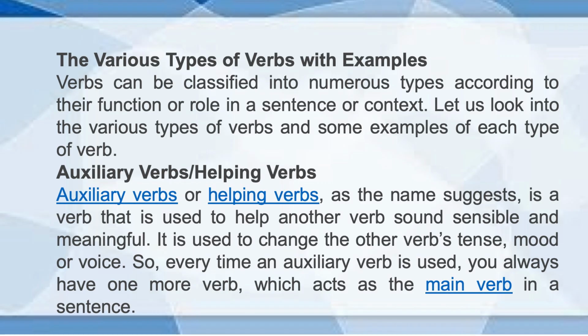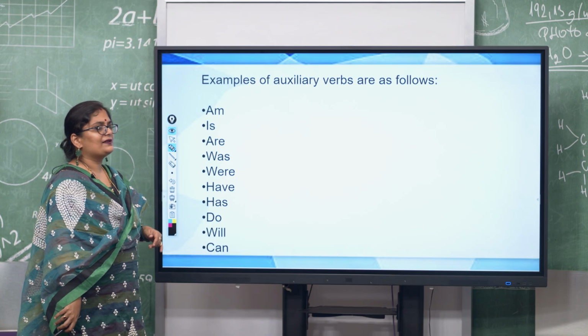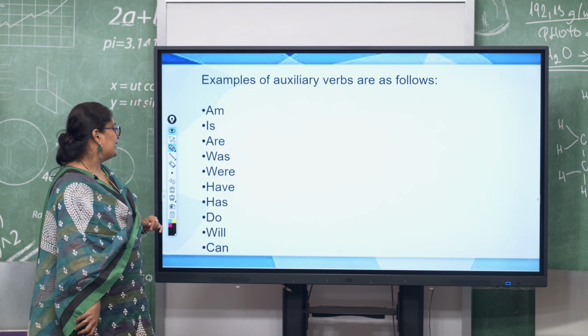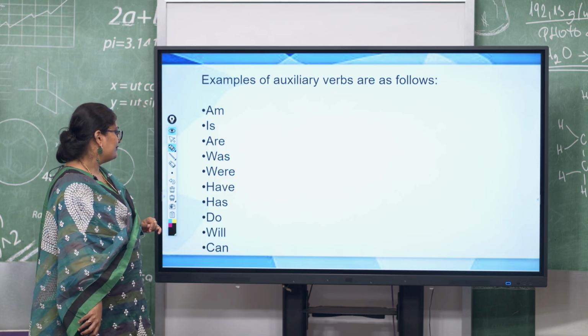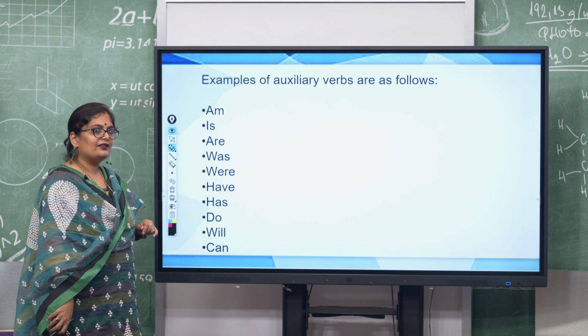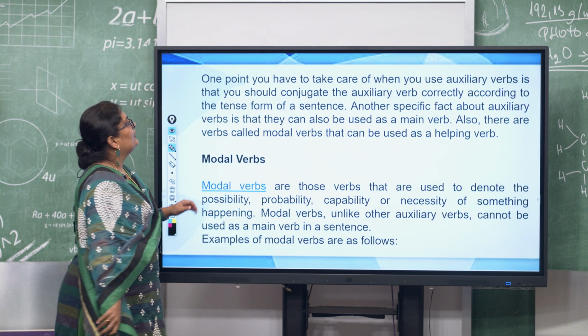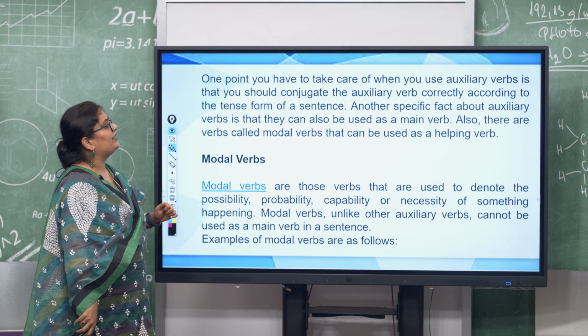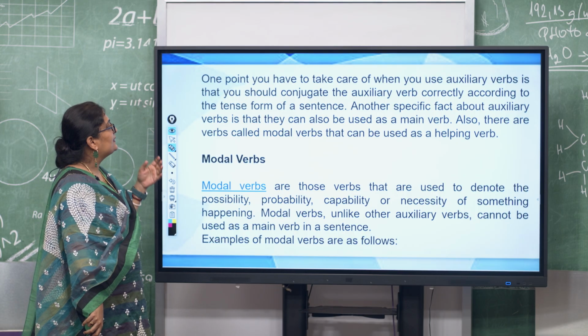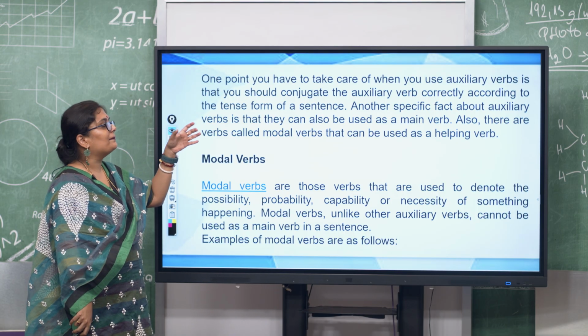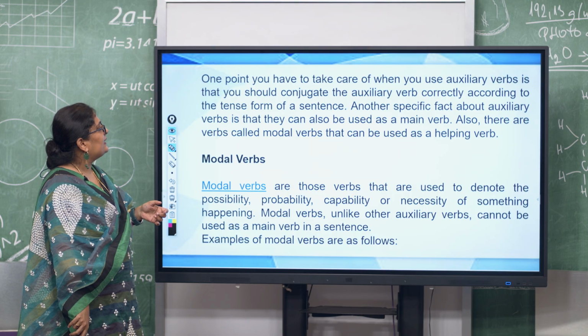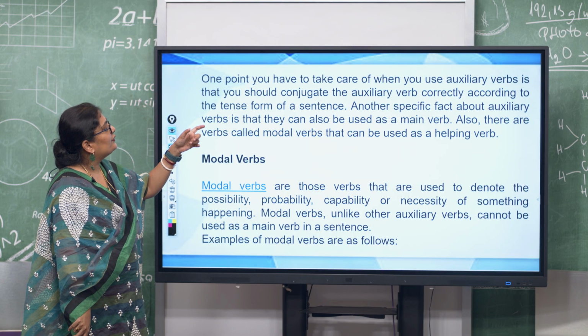So, every time an auxiliary verb is used, you always have one more verb which acts as the main verb in that particular sentence. So, what are the types of auxiliary verbs? Am, is, are, was, were, have, has, do, will, can. Now, one point you have to take care of when you use auxiliary verbs is that you should conjugate or combine the auxiliary verb correctly according to the tense form of a sentence.